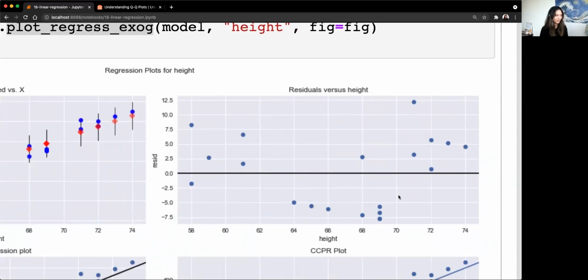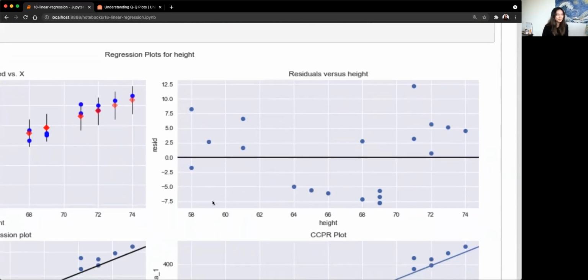So on this specific graph here, heights between 58 and 62, the residual is positive, meaning that we tend to be over predicting our weight at lower values of height. Because a lot of these residuals are in the positive end, we're over predicting. Now between 64 and 70, it looks like we're under predicting a lot more. And then on this higher range, we're over predicting again.